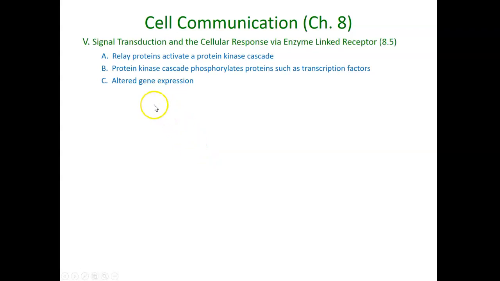By the time we're done, you should be able to understand what is happening at the cell surface for our enzyme-linked receptors. You should be able to understand, once those receptors are activated, what is the role of the relay proteins and how they eventually lead to a protein kinase cascade. What exactly does that mean? And how is it that they ultimately lead to the activation of specific transcription factors that drive gene expression?